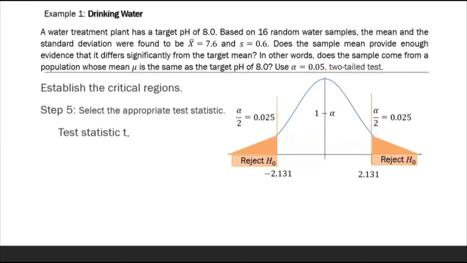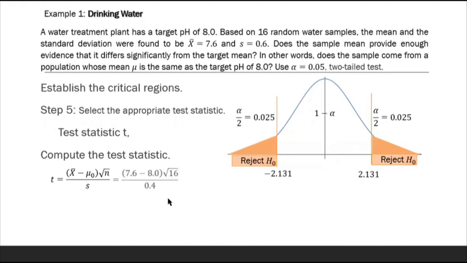Then select the appropriate test statistic. Ang pwede natin gamitin ay ang test statistic T. So we are going to use the formula. Ang formula natin is T is equals to the quantity of X bar minus mu sub 0 times square root of n all over S. Based na sa ating given, ang ating given mean ay 7.6 at ang ating target mean mu ay 8.0. So we have 7.6 minus 8.0. Then square root of sample size 16 at yung standard deviation natin ay 0.4.